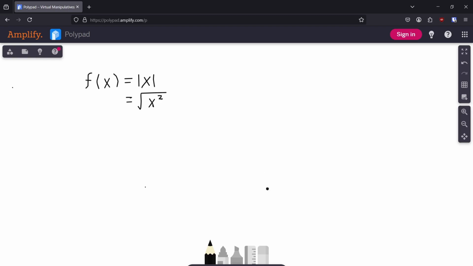Now, why is the absolute value of x equal to the square root of x squared? Well, just think about it. If x is positive, like 2, then the absolute value of 2, right, it's not going to change it. It's just going to be 2. And similarly, if we look at the square root of 2 squared, that's also just going to be 2.